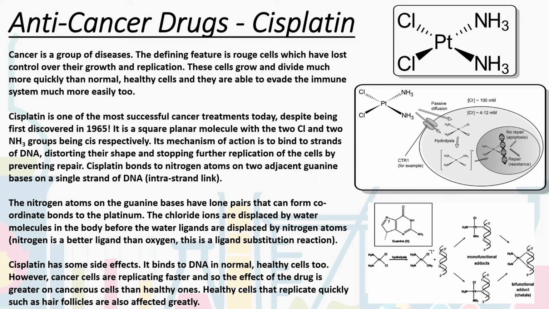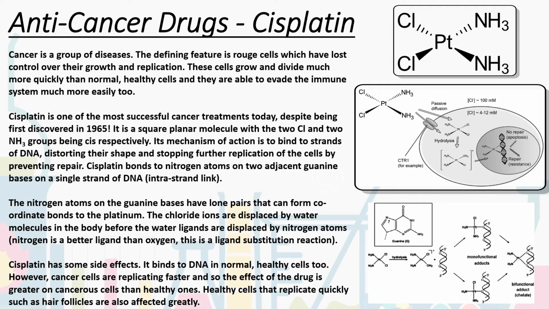And then finally, looking at anti-cancer drugs. Cancer is a group of diseases, and the defining feature of all of these diseases is that we have rogue cells. These are cells that have lost control over growth and replication, and so they grow and divide much, much more quickly than normal healthy cells do. And they're able to essentially survive on their own.